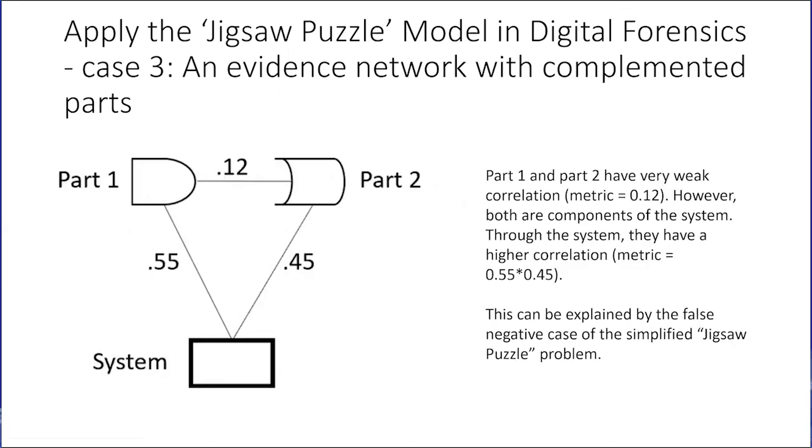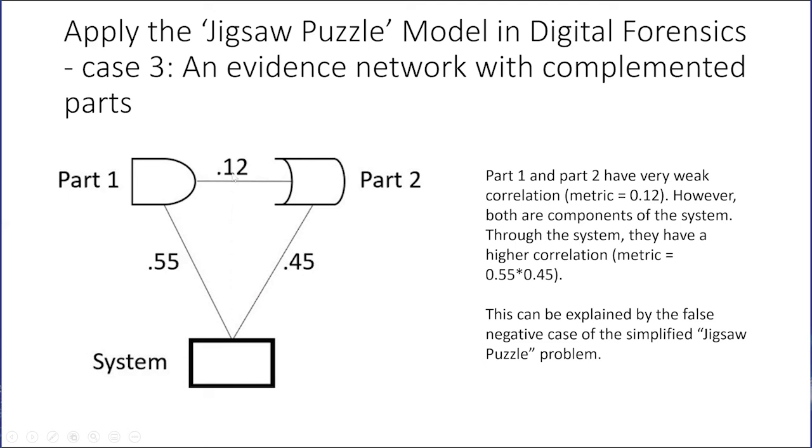This is another example about applying the jigsaw puzzle model in digital forensics. So these 2 parts of the system have almost no similarity, because the separator is just between them. They're separate parts, different parts. If we only look at the direct correlation, we cannot tell that there is any similarity.